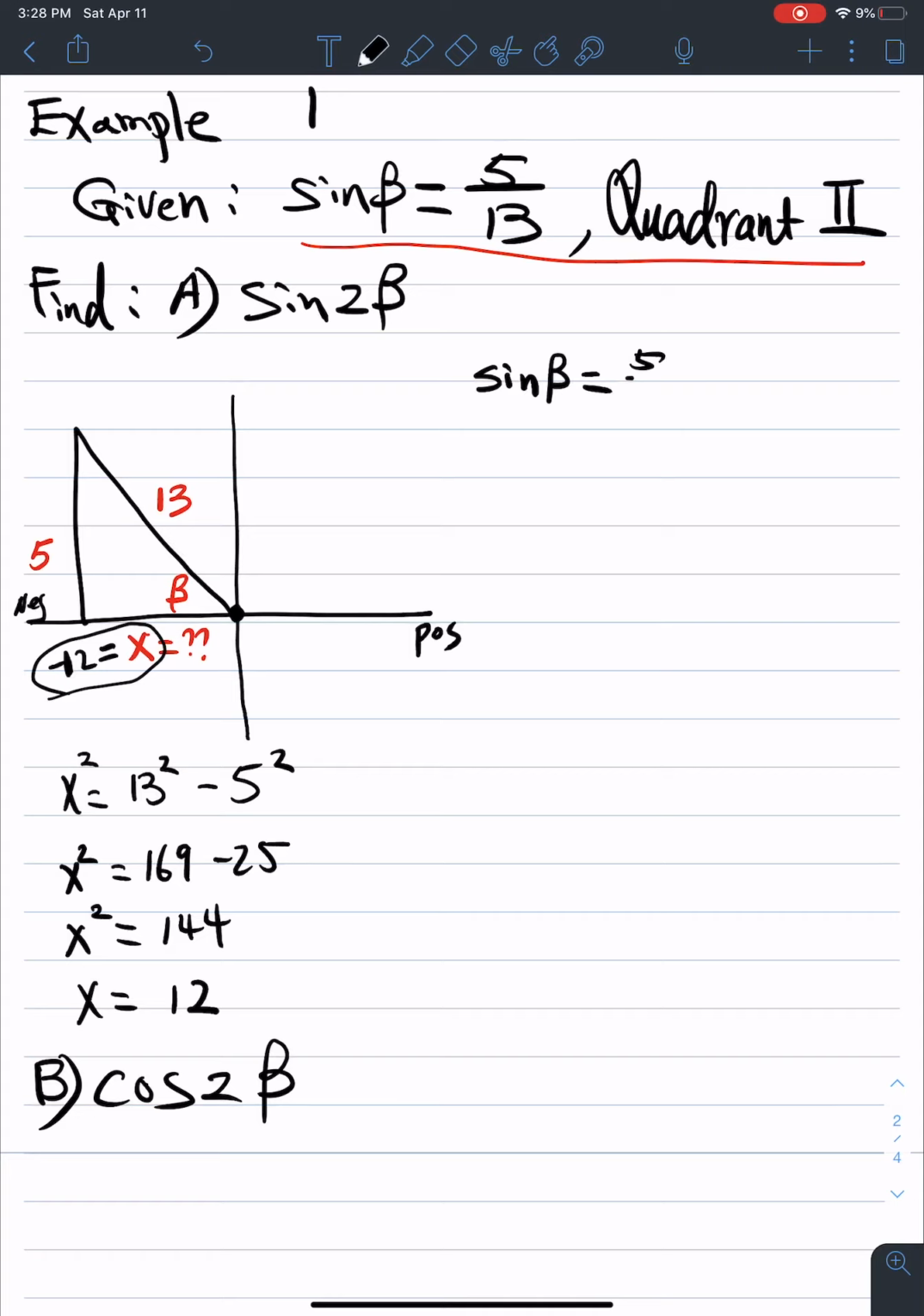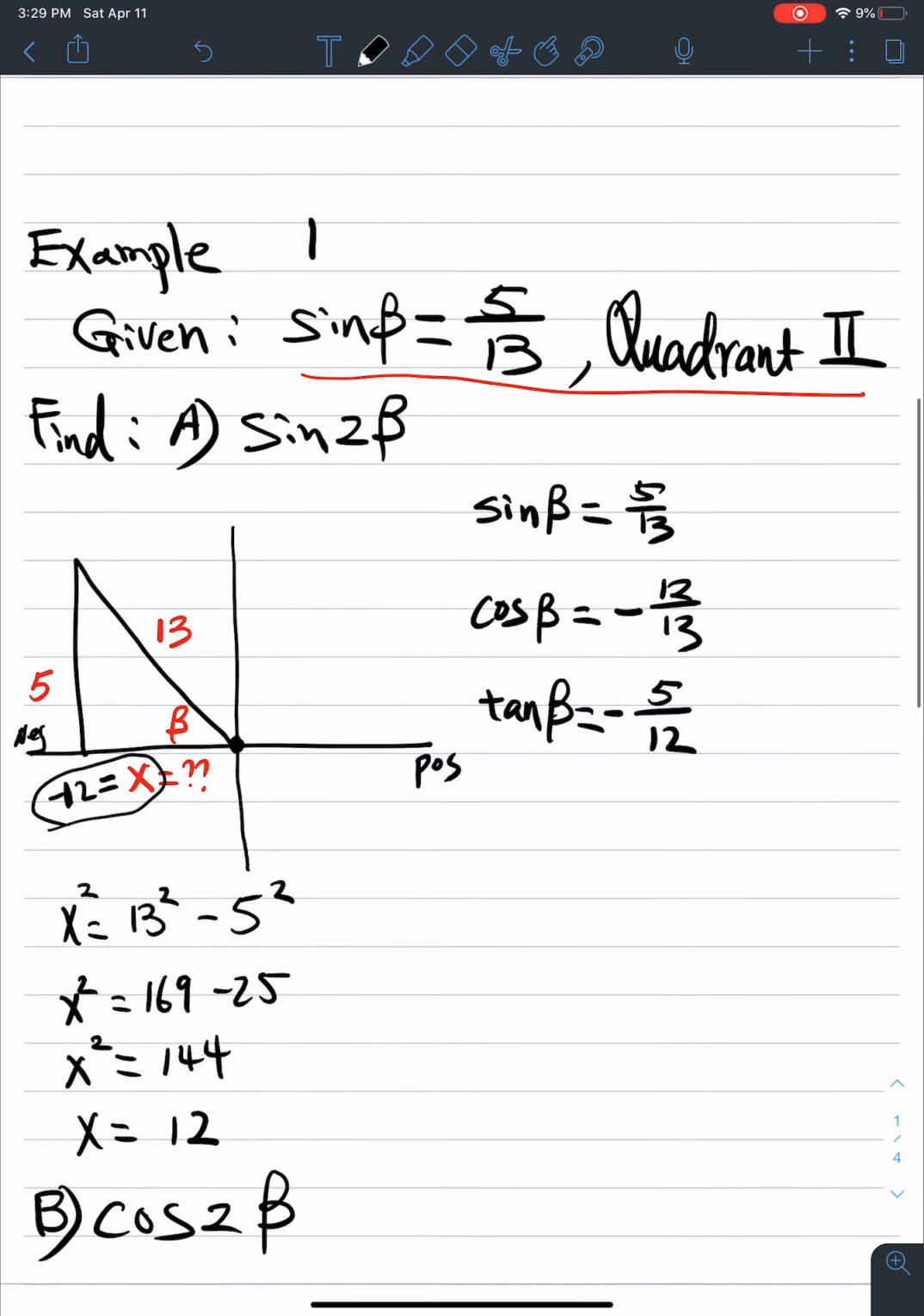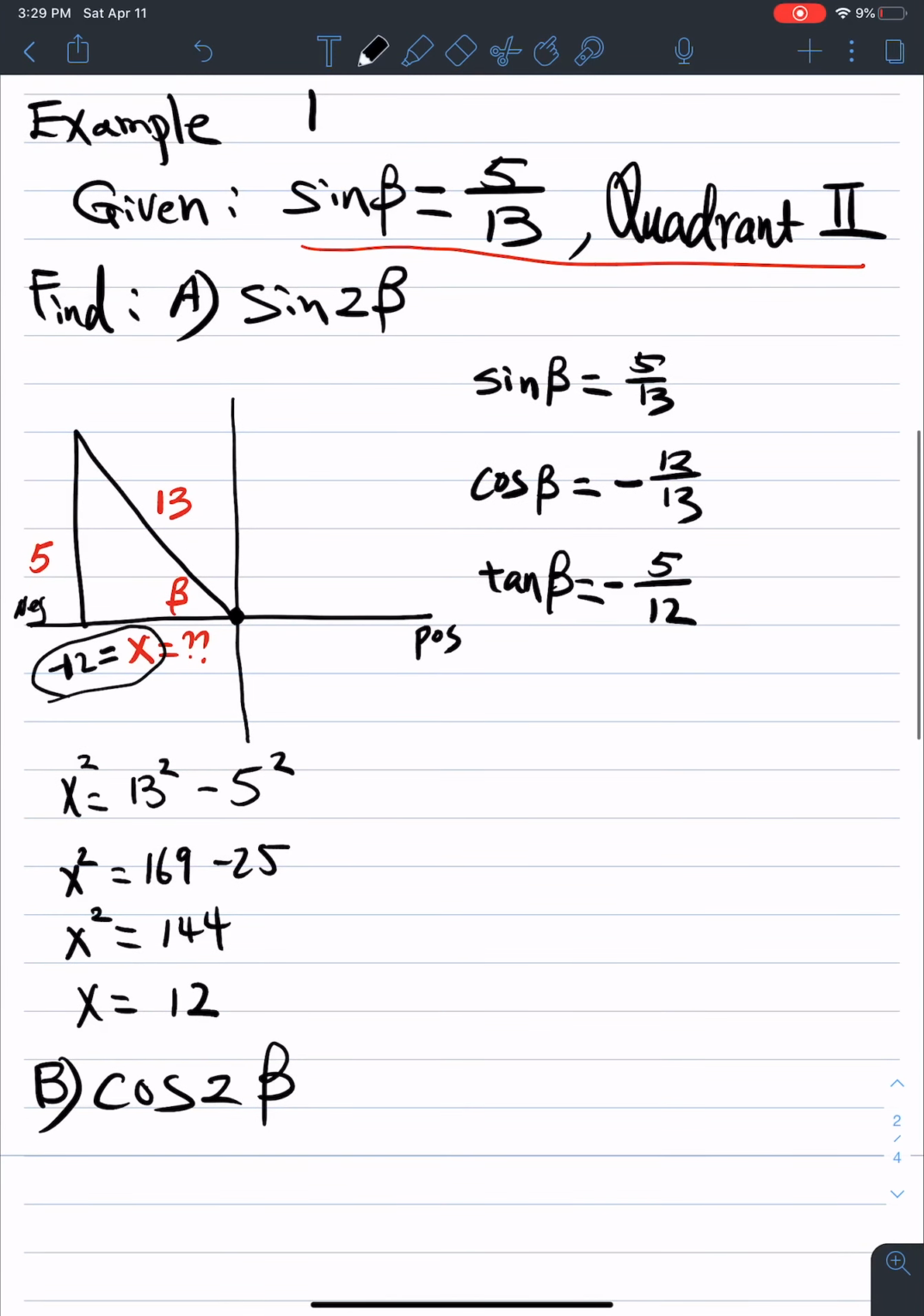So we found -12. And that's a given. And we found the cosine. Cosine is what? -12 over 13. And we also found tangent. Tangent is what? 5 over -12. So we found that. So let's work on part A. Part A, sine 2 theta.